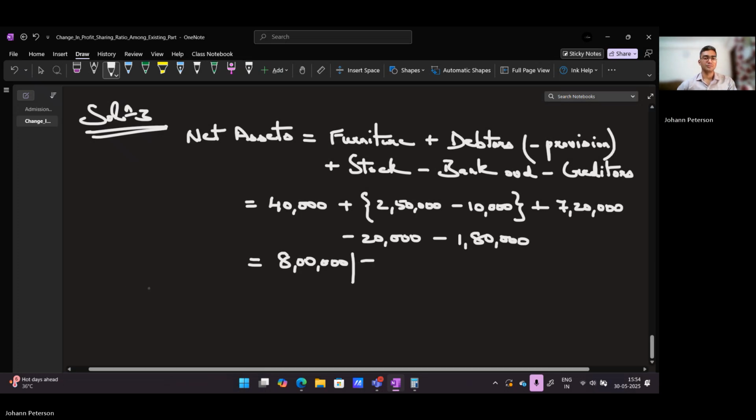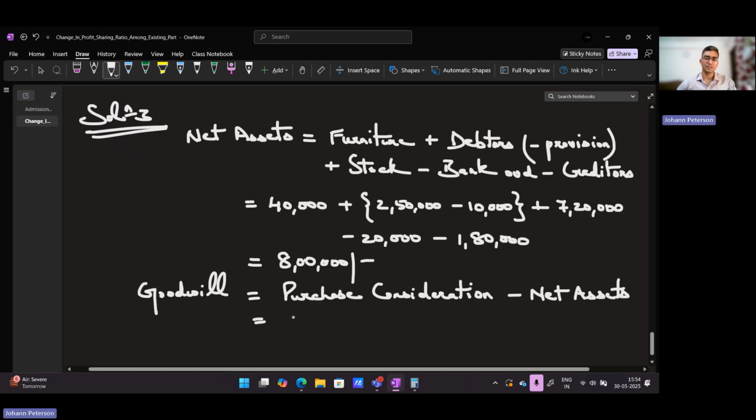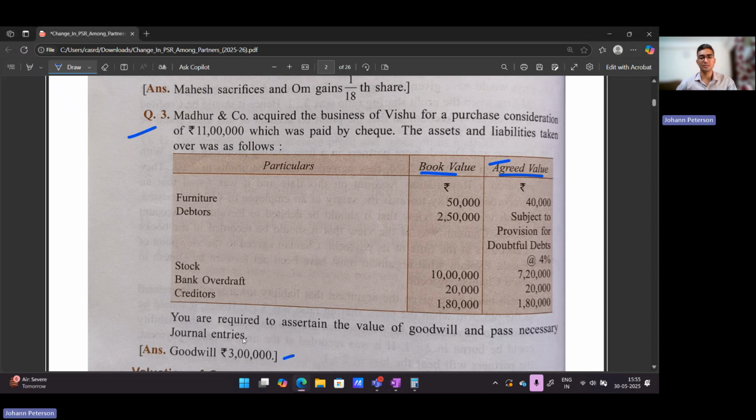Now, the goodwill equals a purchase consideration minus our net assets. So which is 11 lakh minus 8 lakh, which is 3 lakh. So 3 lakh is a goodwill. Let's check our answer. 3 lakh is a goodwill. Question is saying ascertain the value of goodwill and pass the necessary journal entries.